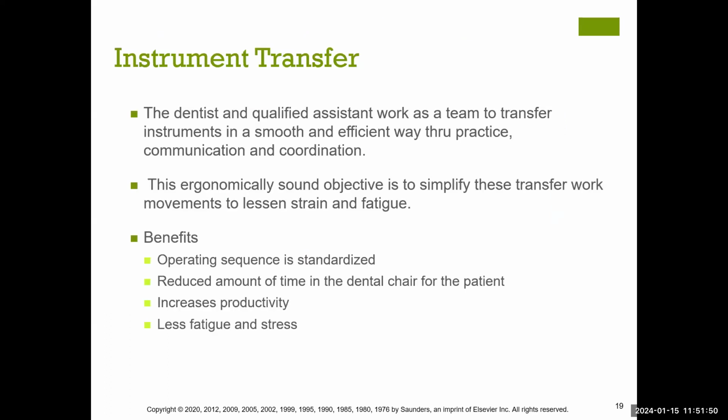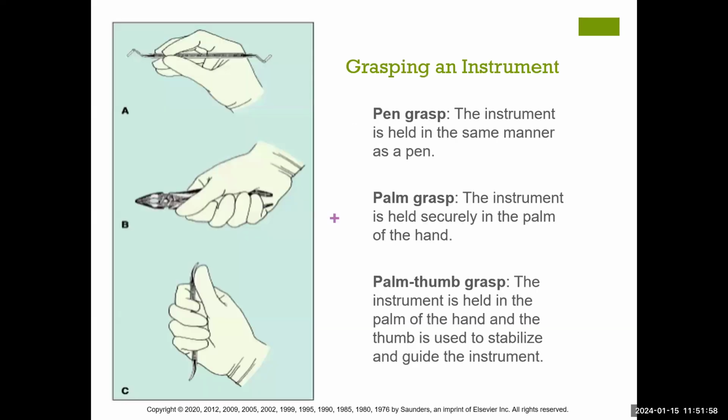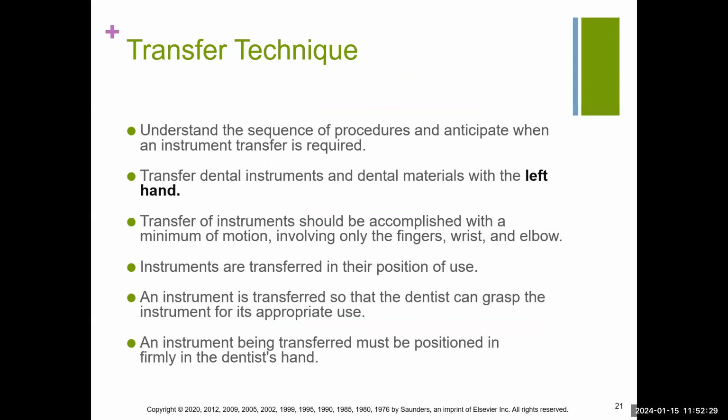And then, of course, we do have instrument transfer. We talked about this, we want less fatigue, less stress, and more productivity. And we want you to be able to really utilize the proper way so that you can enjoy the procedure or be less fatigued. I believe we had single-handed transfer and double-handed transfer. And here you have grasping the instrument, and depending on the instrument, this is how you will grasp it. You got the pen grasp, and then the palm grasp, and then the palm thumb grasp, just like how you cut an apple. So these are things to also consider depending on the instrument.